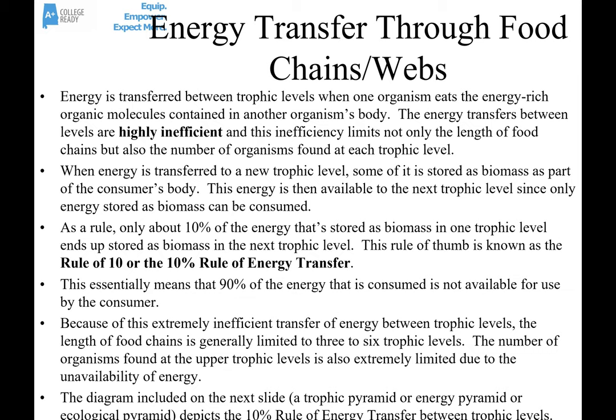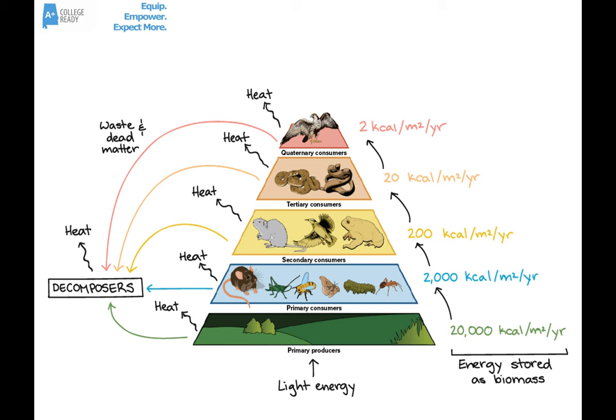We're going to look at a diagram on the next slide that shows how this works. Our producers, the plants, take in sunlight and store about 20,000 kilocalories per square meter per year of energy. Those are eaten by the primary consumers. Of that 20,000 kilocalories per square meter per year, only about 2,000 ends up being stored in the bodies of the primary consumers.